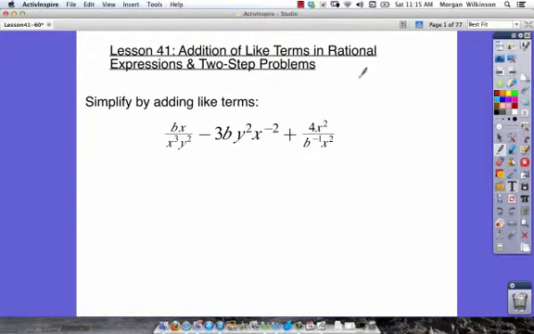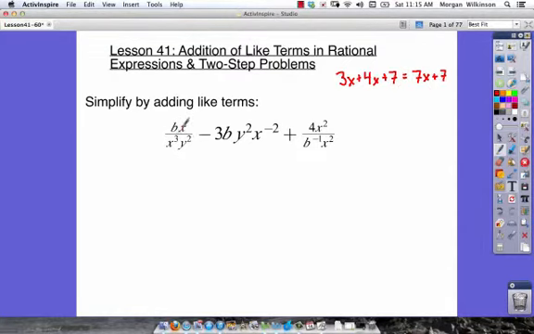Now if we want to review like terms briefly, if we had something like 3x plus 4x plus 7, we could simplify that to be 7x plus 7, because we add all the terms with the same variables. So the x's, same variables, we add the 3 and the 4 to get the 7x. The 7, that's a constant, it has no variable, it stays by itself. So let's go ahead and do that with this problem.